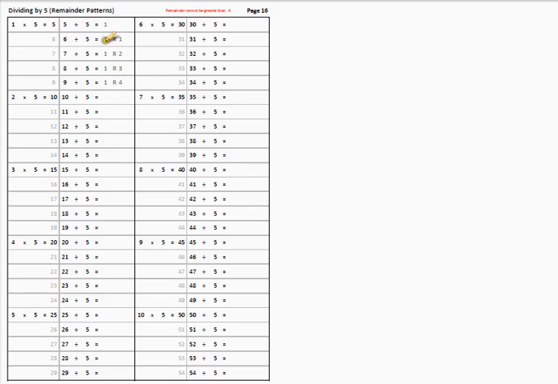6 divided by 5 would be 1 remainder 1. 7 divided by 5 would be 1 remainder 2. 8 divided by 5, 1 remainder 3, because 8 is 3 more than 5. 9 is 4 more than 5. And once we get to 10, it divides in perfectly again. In other words, it would be 2. Can you see that that would be 2 remainder 1?